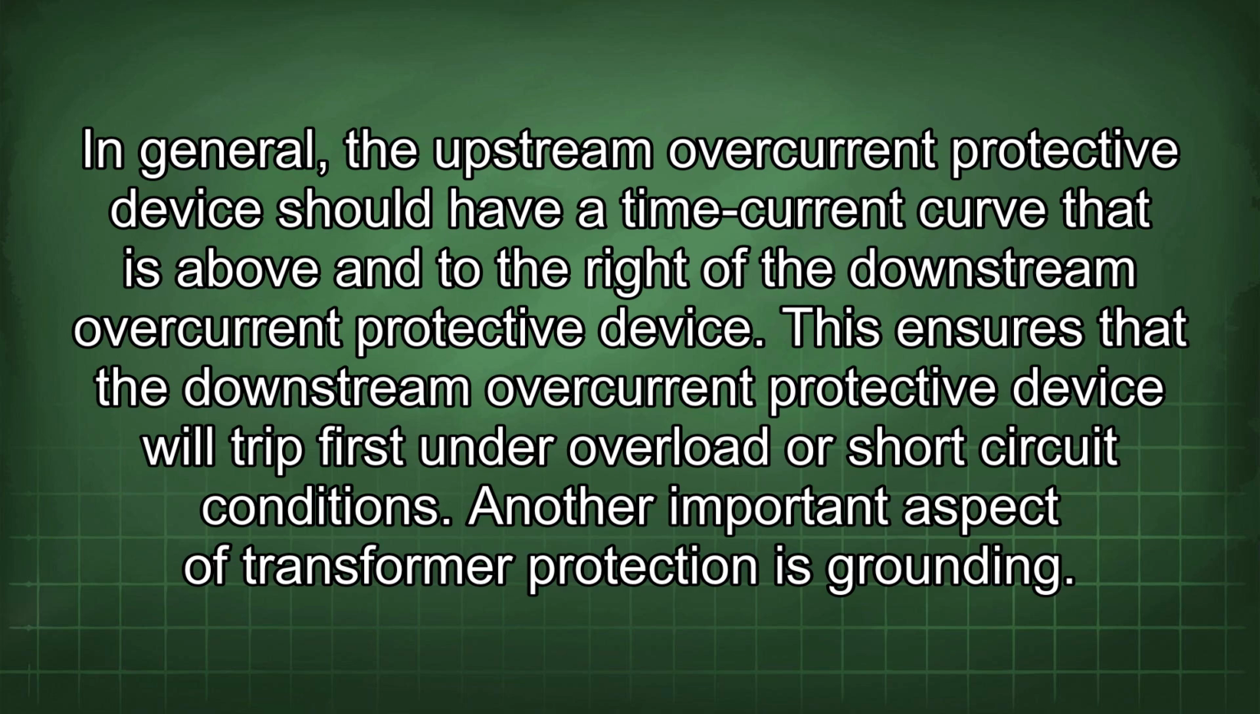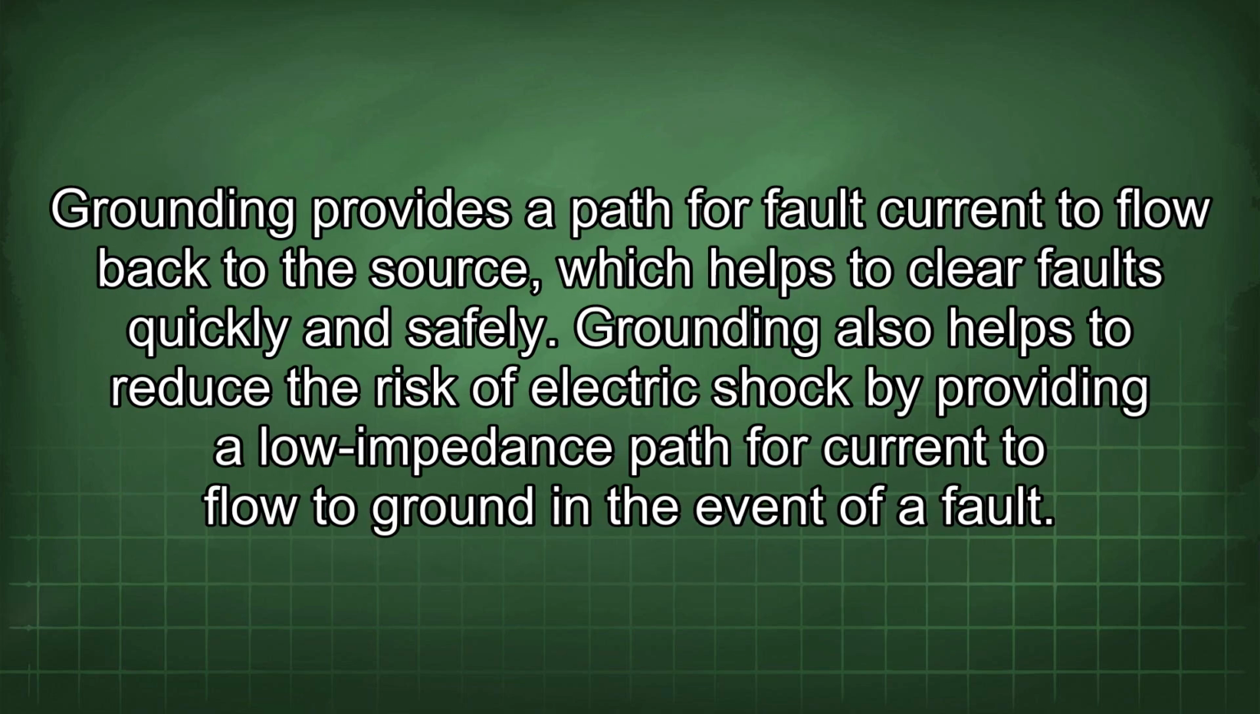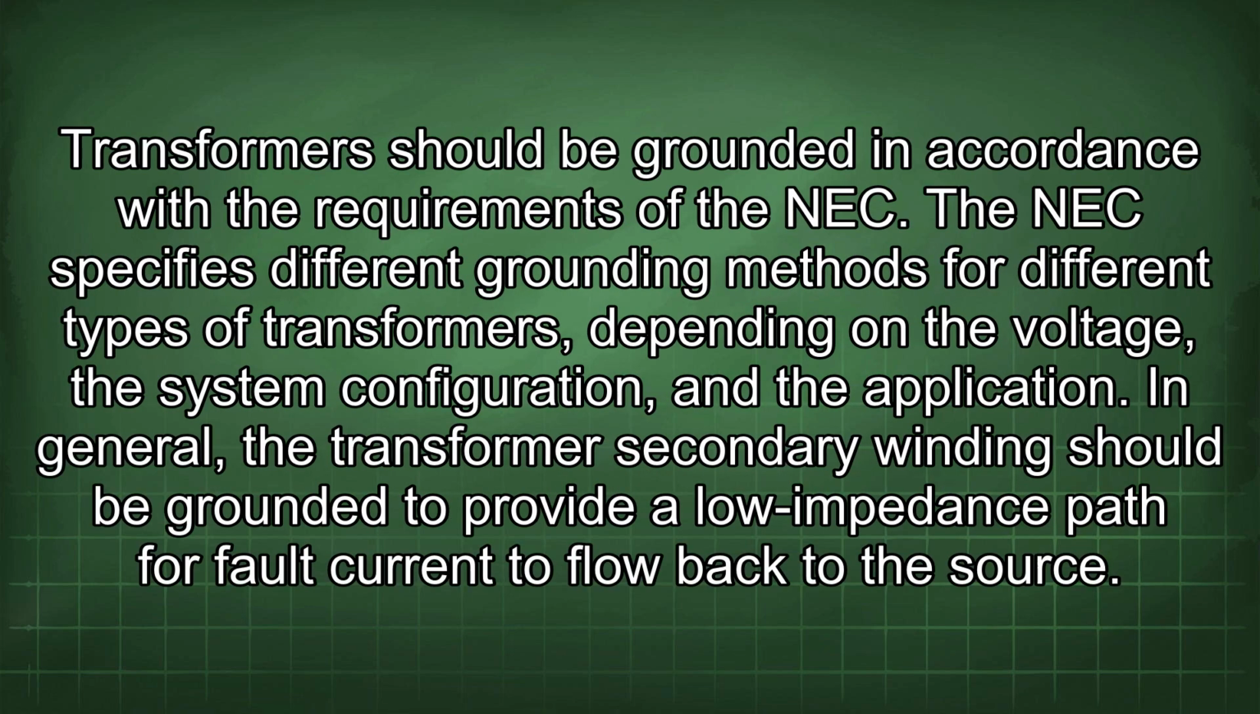Another important aspect of transformer protection is grounding. Grounding provides a path for fault current to flow back to the source, which helps to clear faults quickly and safely. Grounding also helps to reduce the risk of electric shock by providing a low impedance path for current to flow to ground in the event of a fault. Transformers should be grounded in accordance with the requirements of the NEC. The NEC specifies different grounding methods for different types of transformers depending on the voltage, the system configuration, and the application. In general, the transformer secondary winding should be grounded to provide a low impedance path for fault current to flow back to the source.